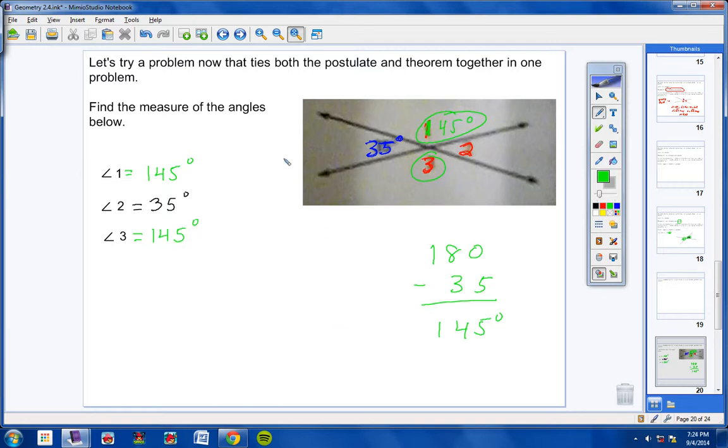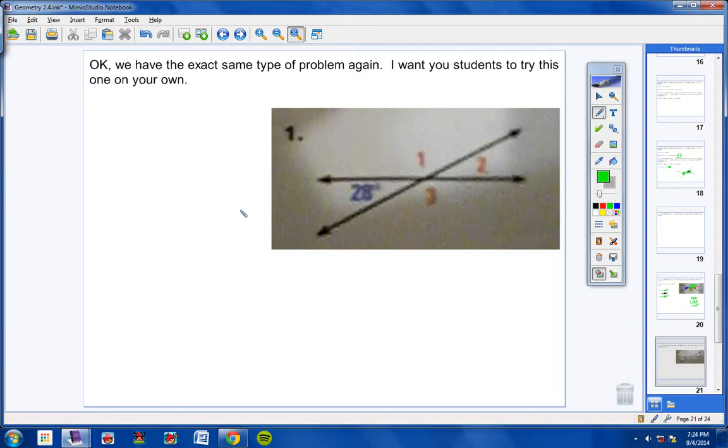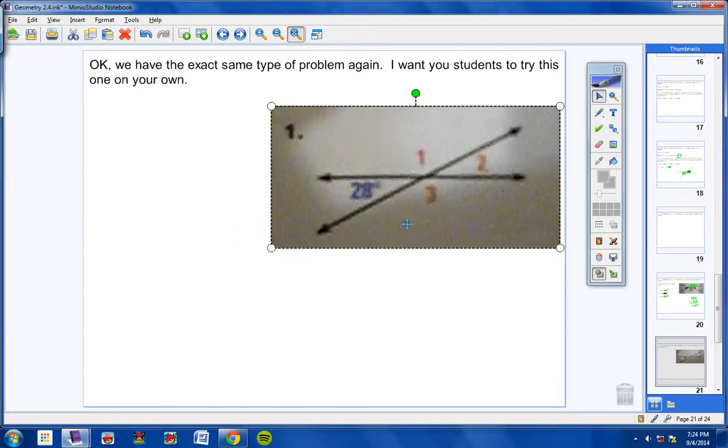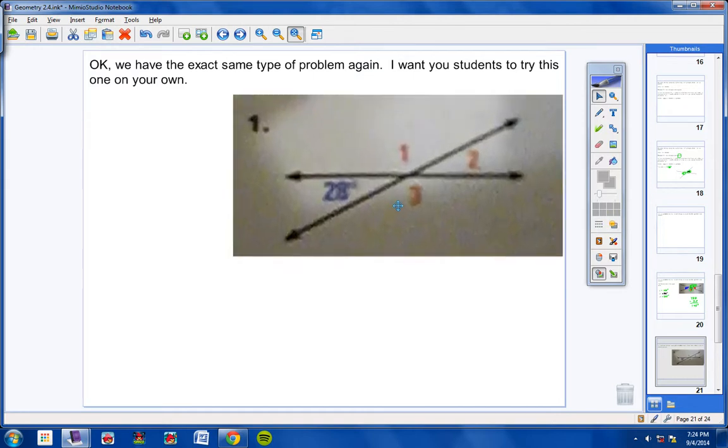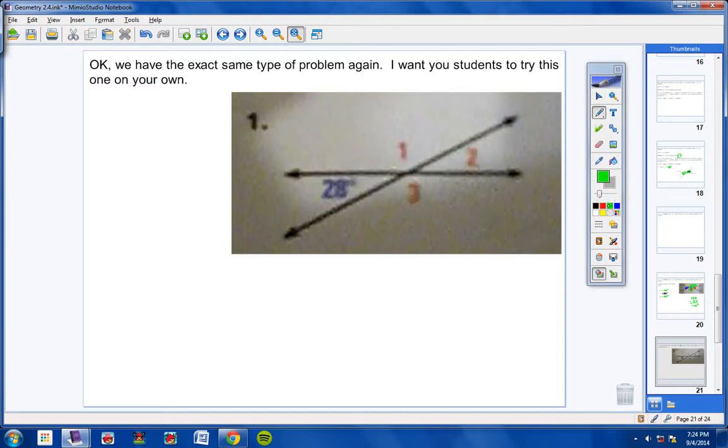Not too bad. Okay? Now, we have the exact same type of problem again. I want you students to try this one on your own. So I do want you to pause the video this time. I want all of you to work on this, and then when you're done, or whenever the supervising teacher feels like it's appropriate, go ahead and turn the video back on, and we'll see how you did. In case you can't make these out, and again, I apologize for them being blurry, this is 1, this is 2, this is 3, and this right here is 28 degrees. Okay, go ahead and pause the video and try this.